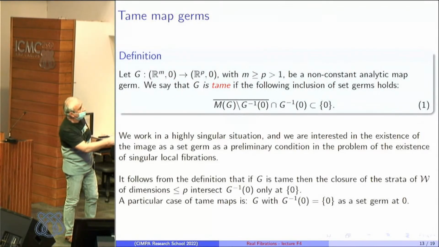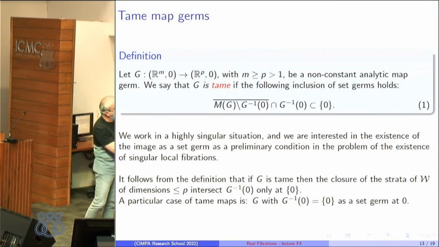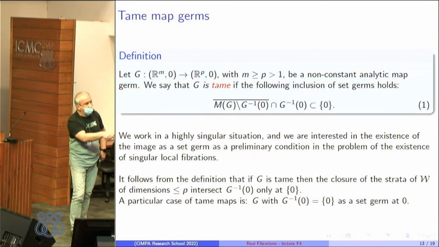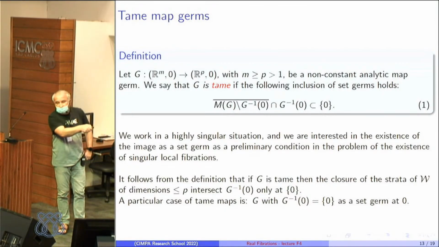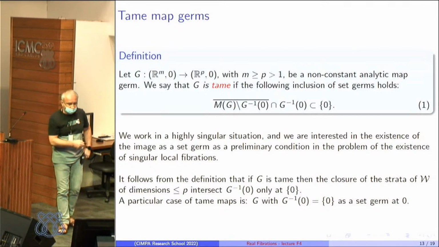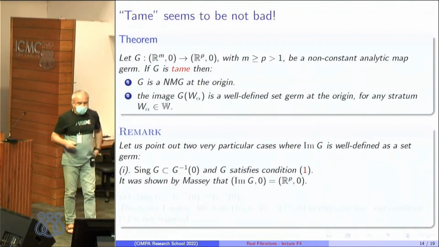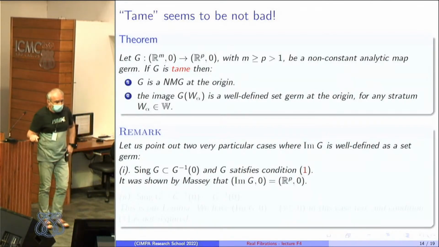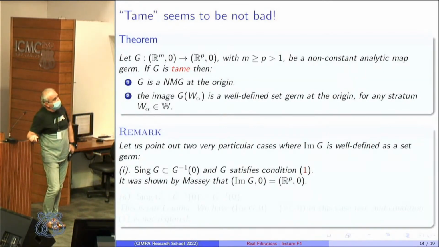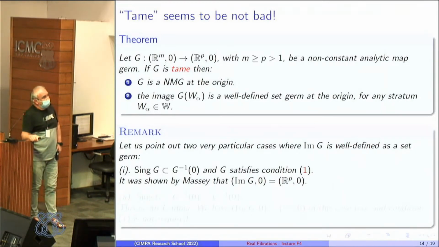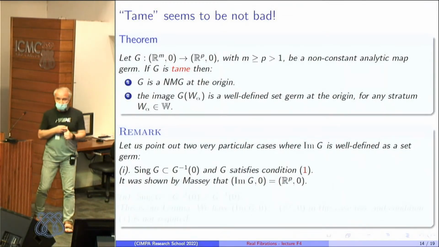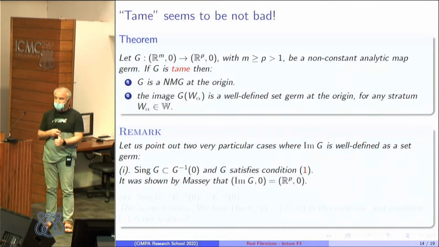Okay, sorry. If you have a map, so the fiber is just one point, this is, of course, satisfied. There's nothing there. And now, we can prove the following theorem. Suppose you have a map, and you suppose that it's tame. Then, the map is a nice mapping germ.